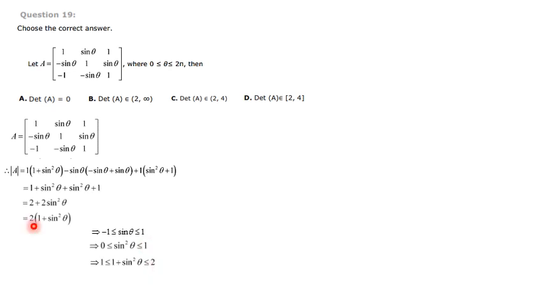Next, we need 2 into 1 plus sin square theta, which means we need to multiply by 2 throughout the inequality. That is 2 into 1 is 2, then 2 into 1 plus sin square theta is less than or equal to 2 into 2, which is 4. The correct answer is D. Here determinant A, whose value is 2 into 1 plus sin square theta, lies between 2 and 4, both inclusive. That means the closed interval [2, 4]. So option D is the correct one.